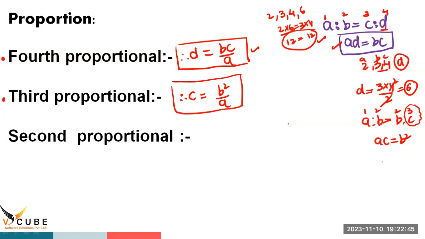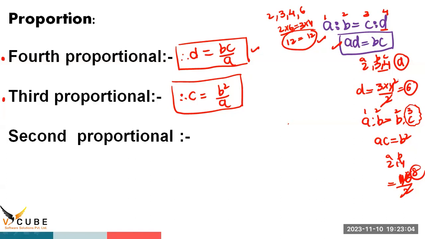For example, 2 and 4: find the third proportion. What is the formula? C is equal to B square by A. B is 4, so B square is 4 square, which is 16. 16 by 2 is 8.